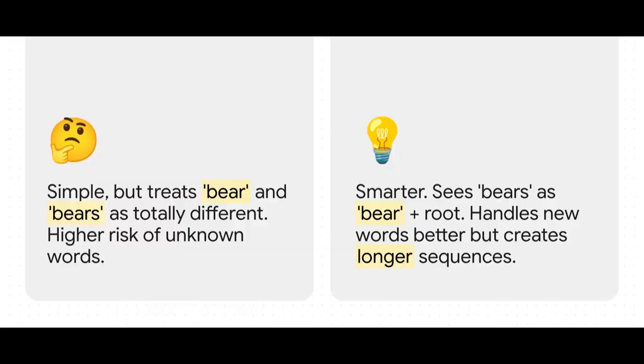A simple way is to just treat every single word as its own token. But the problem is, the model would see run and runs as two completely different, unrelated things. A much smarter way, and this was a real light bulb moment, is to use subwords. A subword model is clever enough to see that runs is just the root word run, plus an S. This makes it way more flexible and way better at dealing with words it's never seen before.